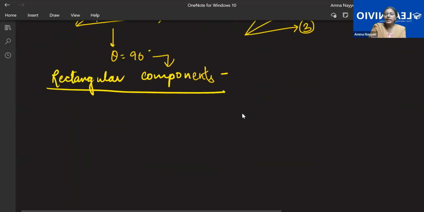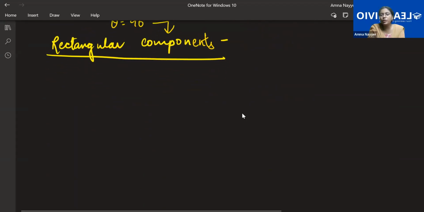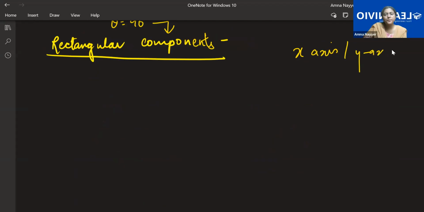Now, coming to the rectangular components, why are they so much needed here? Everything we need to calculate should be either along the x-axis or the y-axis. If this is my coordinate system and I'm getting something along the x-axis, I'll be able to solve it. If I get something along the y-axis, I'll be able to solve it.